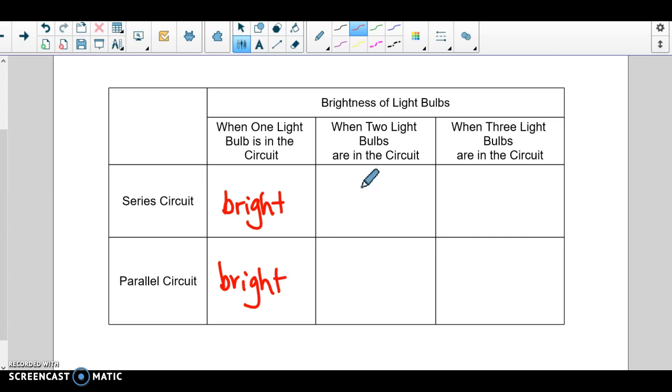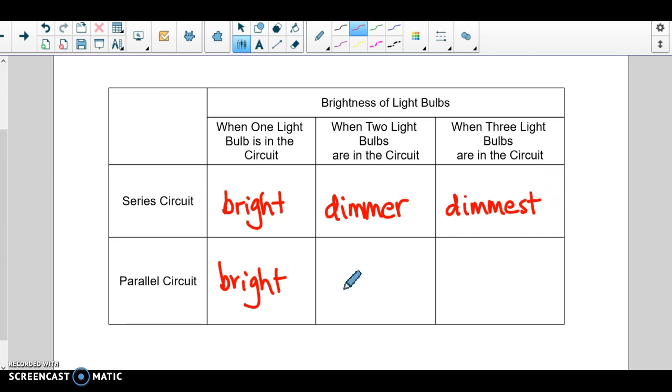Now, when you added a second light bulb in series, which means beside the light bulb that you started with, you should have noticed that each light bulb gets a little bit dimmer. When you add an additional light bulb, so you have 3 light bulbs in series now, you should notice that every single light bulb gets even dimmer. This is the dimmest the light bulbs get.